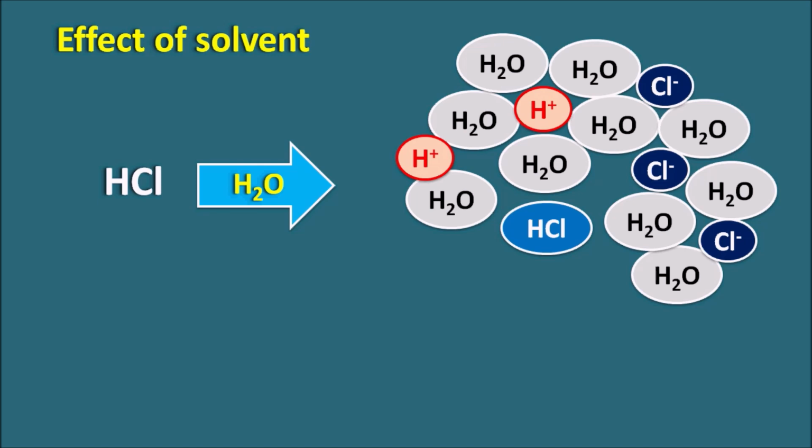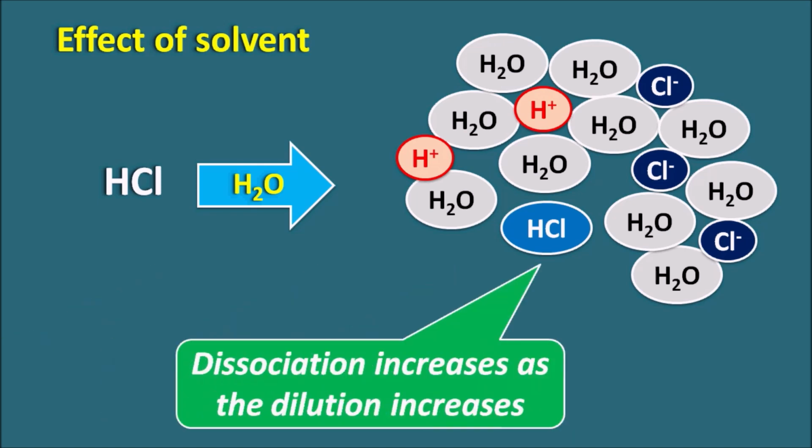But as the solution is diluted, we can increase the dissociation because the solvent molecules can easily separate the electrostatic interactions between the H plus and Cl minus ions, thereby achieving complete dissociation. So dissociation increases as the dilution increases. But in practical considerations, we may not achieve 100% dissociation even for a strong electrolyte.